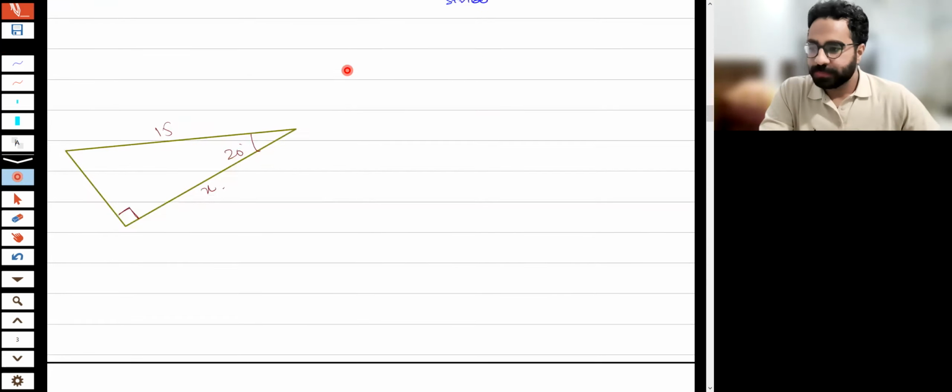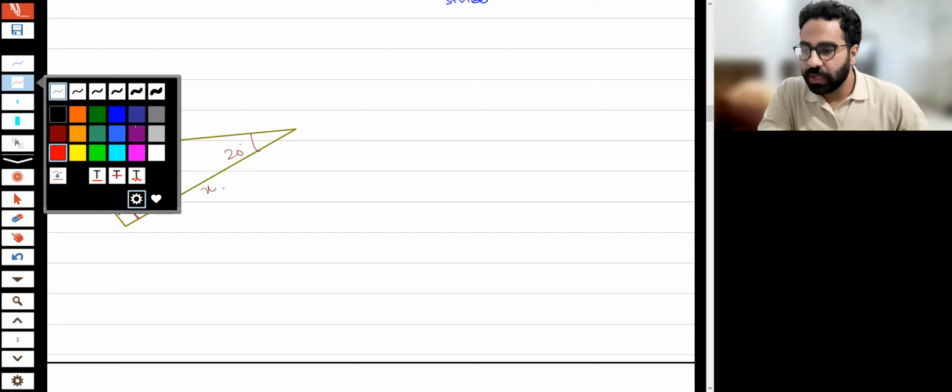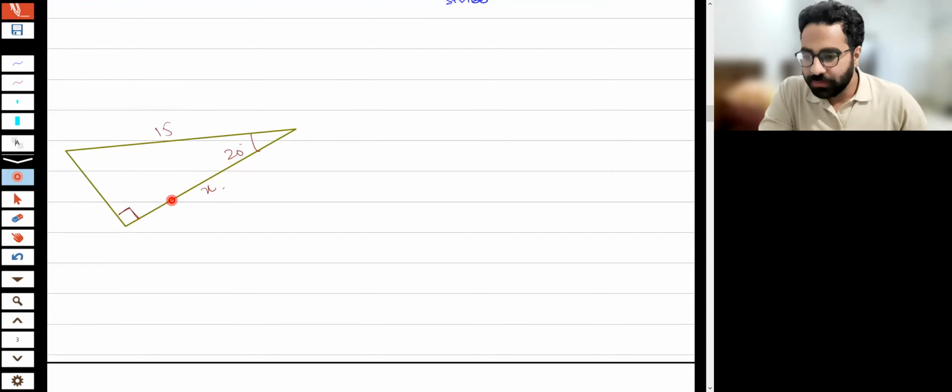Let's do one more question. In this question, I have to find this x. Okay, I have this angle, 20 degrees.